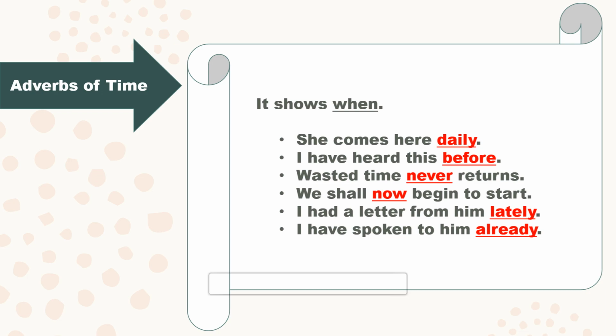Adverbs of time. Now, adverbs of time show when, right? Example number one: she comes here daily. When does she come here? So she comes here daily. Here the word daily tells about when. Now the second example: I have heard this before. When have I heard this? I've heard this before.